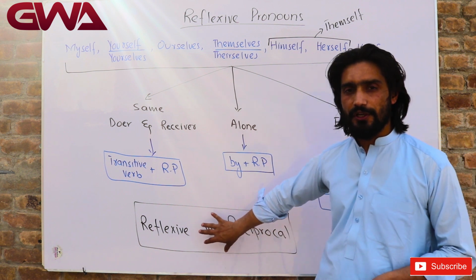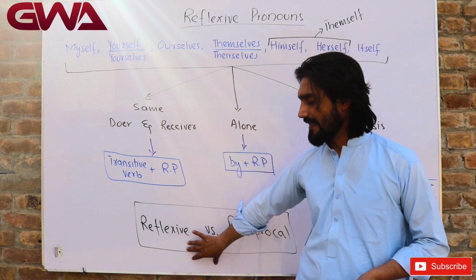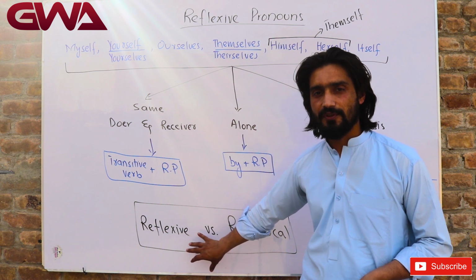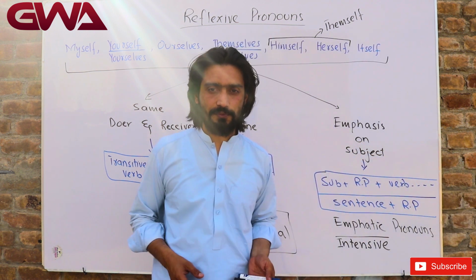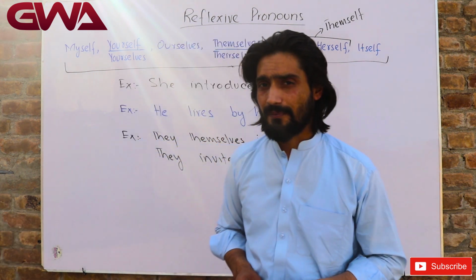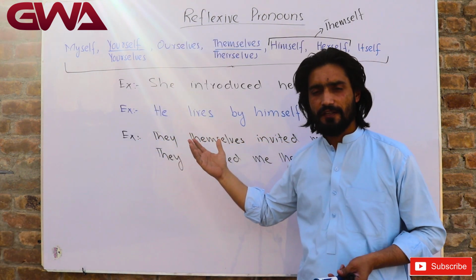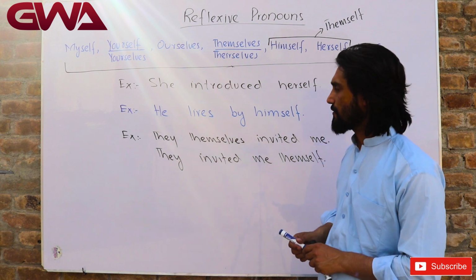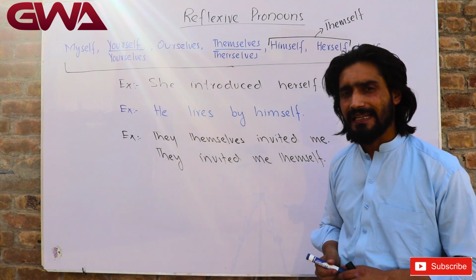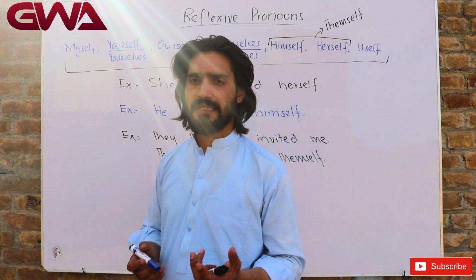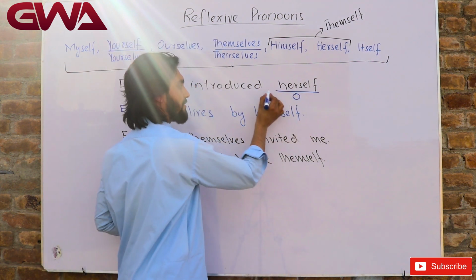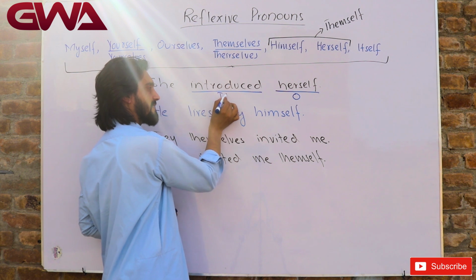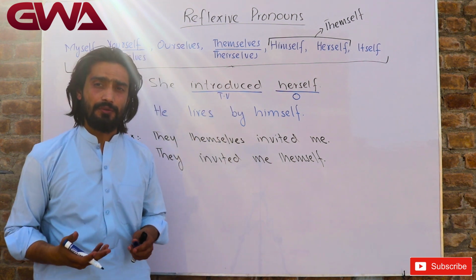Now, at the end of this video, after examples, I will explain the difference between reflexive pronouns and reciprocal pronouns. Keep watching. Here are the examples of reflexive pronouns in 3 different ways. Number 1, she introduced herself. Now here, the reflexive pronoun is used as an object of this transitive verb, introduced.